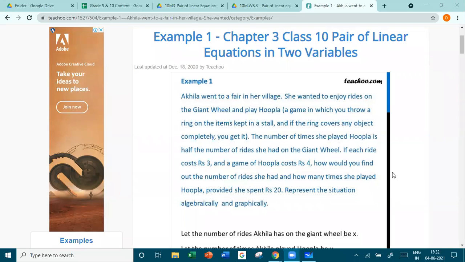I'll display my screen for 2-3 minutes. Just take it down. So this information was missing: the number of times she played hoopla is half the number of rides she had on the giant wheel. That was also missing. Ma'am, you can just copy paste it.